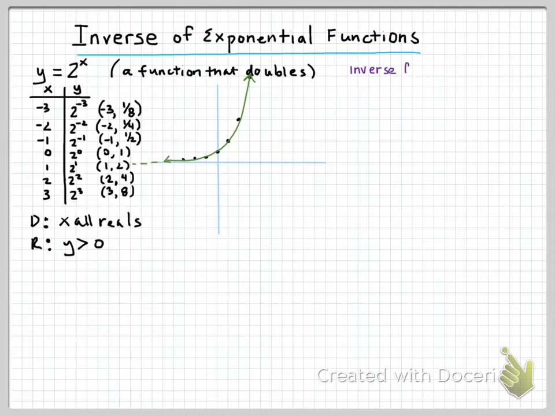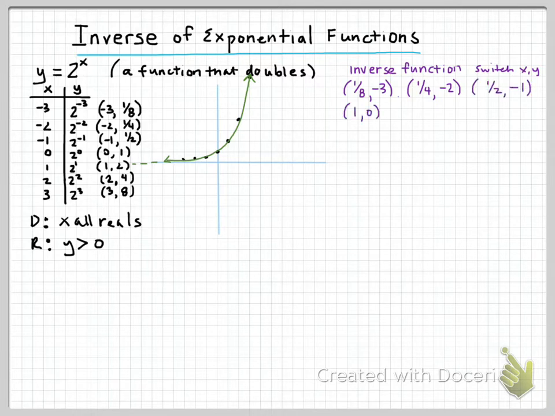So let's talk about its inverse function. So we did this last time, and that is when we took the inverse on the graph, we switched all of the x and y. So if you look at all of those points, we're going to take those points and we're going to regraph them switched. So if you think about where 1/8, negative 3 is, or 1/4, negative 2, right? So we're going to graph all of those switched.